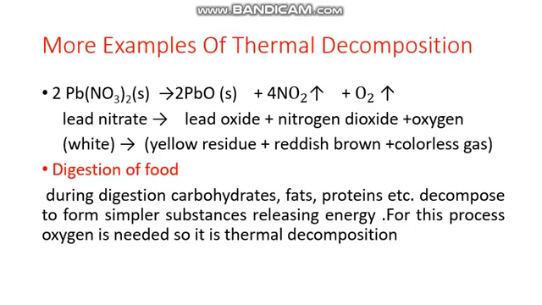Now another example of this thermal decomposition reaction is the digestion of food. During digestion, carbohydrates, fats, proteins, etc., decompose to form simpler substances releasing energy. And for all this process, oxygen is needed. So it is a thermal decomposition.